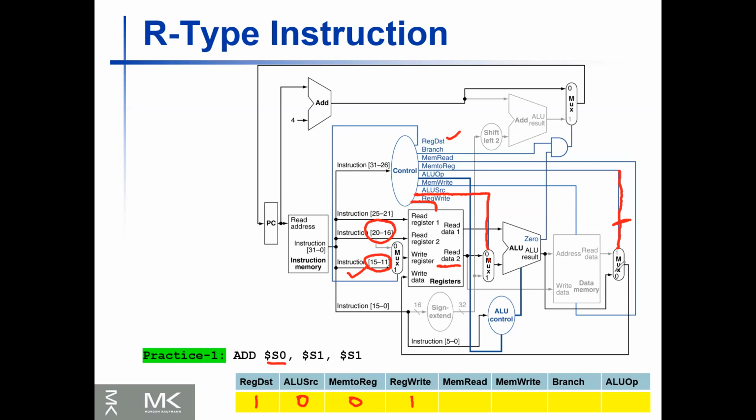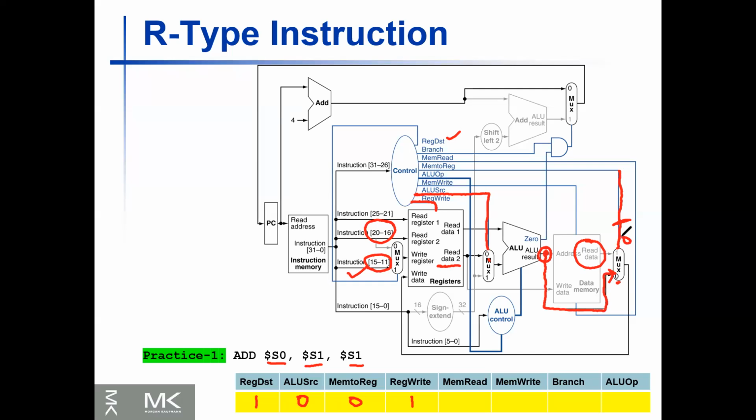So from where are you going to get the data to write in the register? Are you getting it from the memory, or from the result of the ALU? ALU, I think, because the ALU is performing the addition of 2 registers, S1 and S1. Okay, then the result is available here, right? And then we have to choose this path, and this path is connected to 0. That's why it should be 0. Clear? Okay. All right.